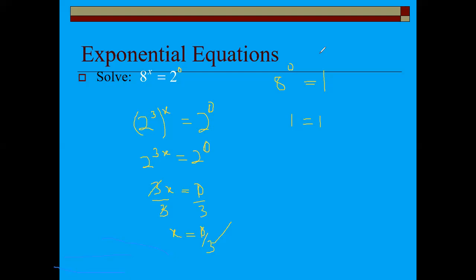Elijah Abbey. Yes, sir. How come you got the 3? 8 is the same as 2 times 2 times 2. 2 times 2 is 4. 4 times 2 is 8. So 2 raised to the power 3 is 8. Okay, that's fine. I think enough of this particular example. So let's move on to another.